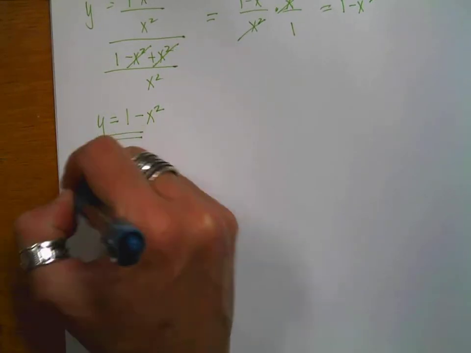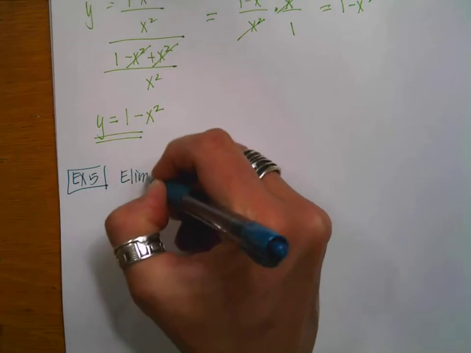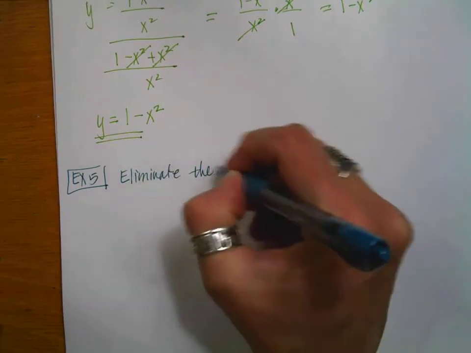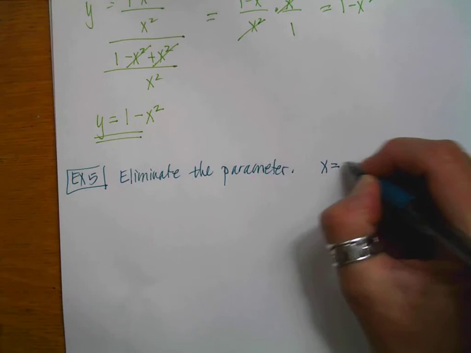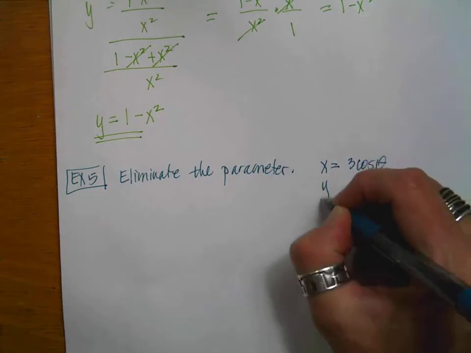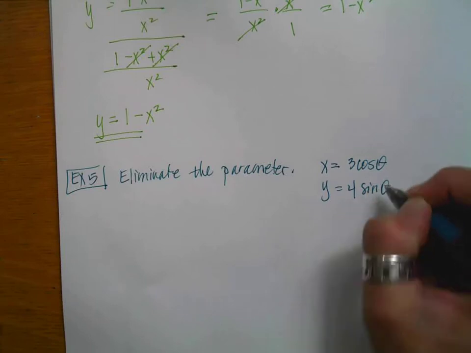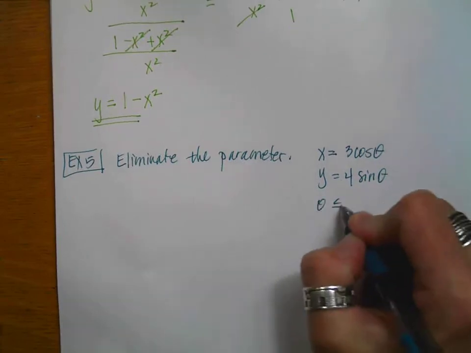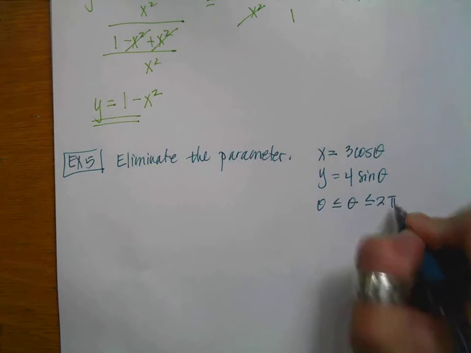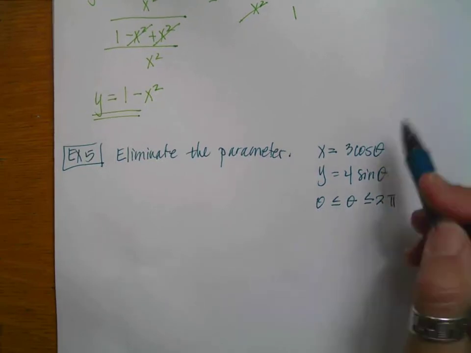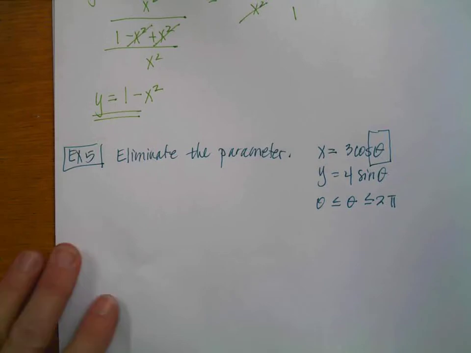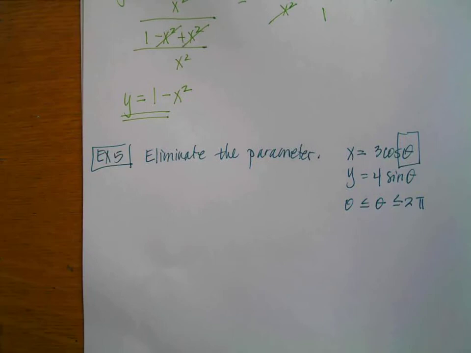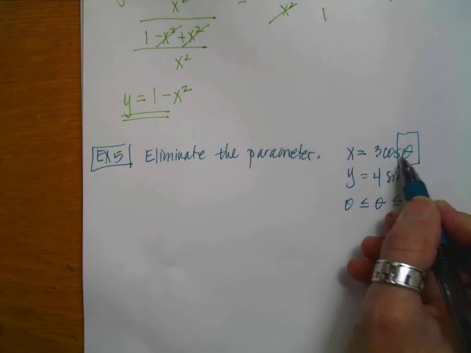Alrighty, I have one more example because it's kind of entertaining. So I want to eliminate the parameter. And this time our parameter is a little bit different. I'm going to have x is equal to 3 cosine theta and y is equal to 4 sine theta, and I'm going to go from 0 less than or equal to theta less than or equal to 2 pi, so in one full rotation. So notice that my third variable in this case is theta. So it's not time. We can always have time, but this is another type of parameter where I have theta.